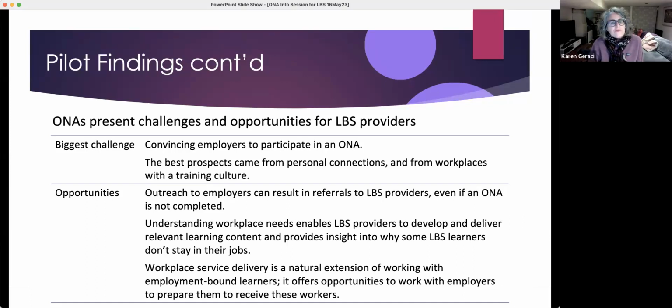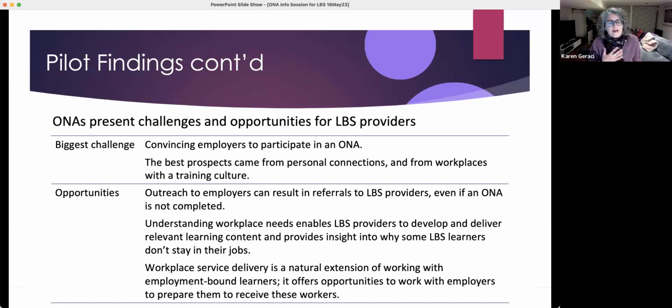The opportunities we saw were that outreach to employers can result in referrals to LBS providers, even if an ONA isn't completed. MTML themselves had this experience of talking to a number of different employers who had no idea LBS programs existed and were very keen to talk about those opportunities for skills upgrading with their employees.